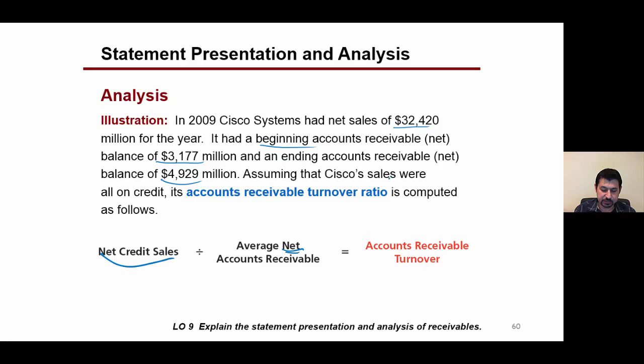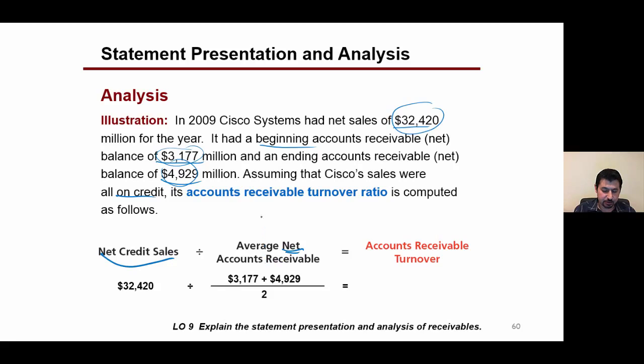If the assumption here is that all sales were on credit, basically those are net sales, how do we calculate the accounts receivable turnover ratio? We divide the net credit sales by the average from these two. And how do you calculate the average? We have the beginning balance plus the ending balance over 2.